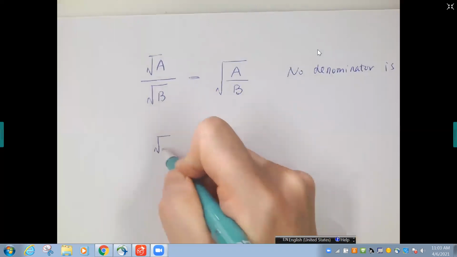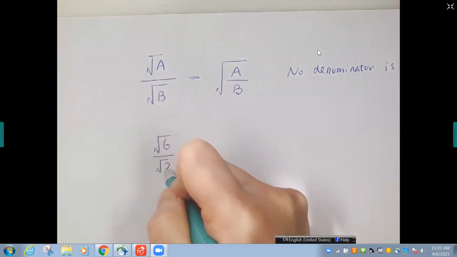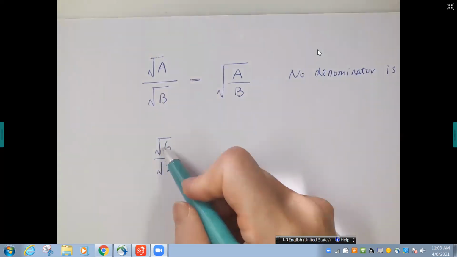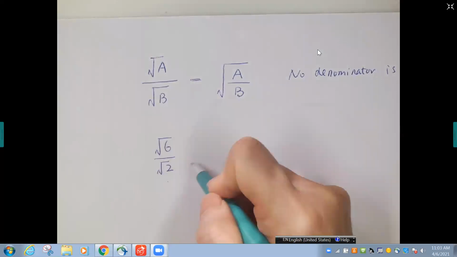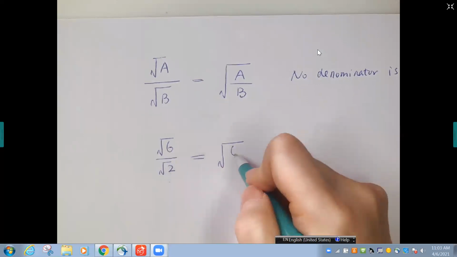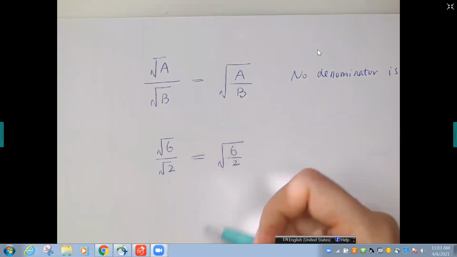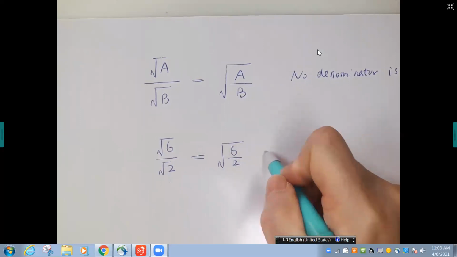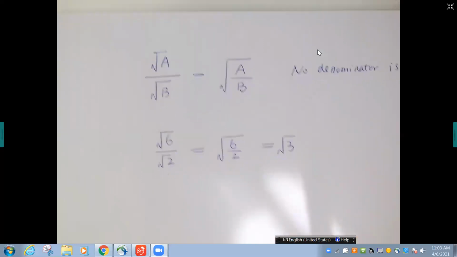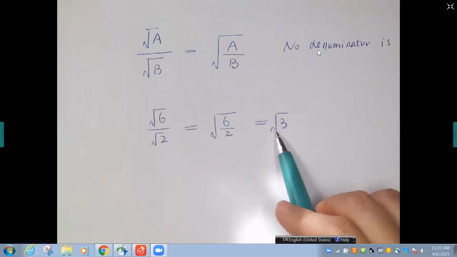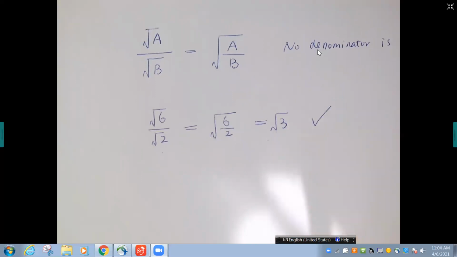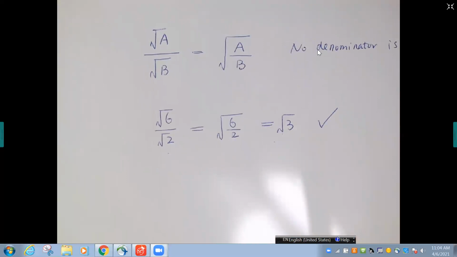If I have radical 6 divided by radical 2, this is the simplest case. Apply the rule directly. I have the division of two radical expressions, so I just divide the two radicands. 6 divided by 2, and we all know 6 divided by 2 equals 3. So radical 3. Can we continue to simplify it? No. Then that will be the final answer.